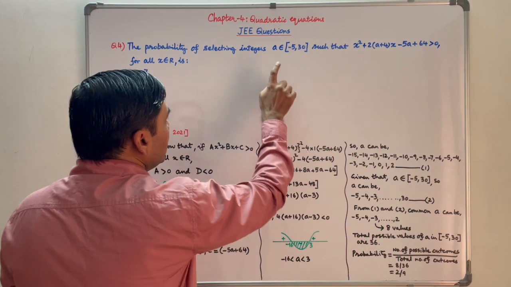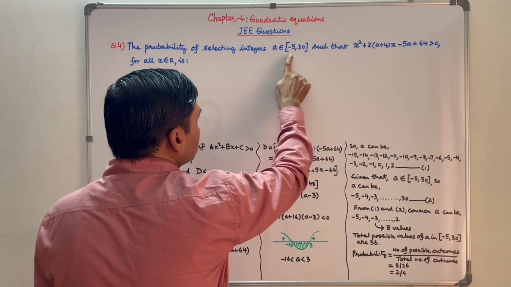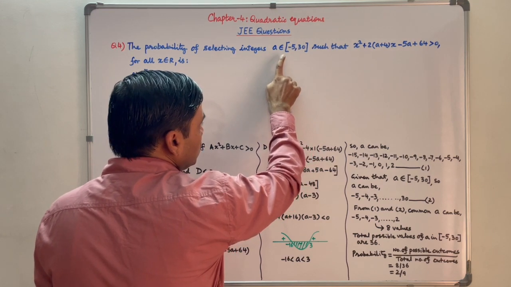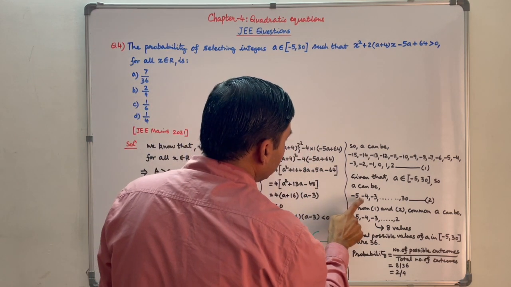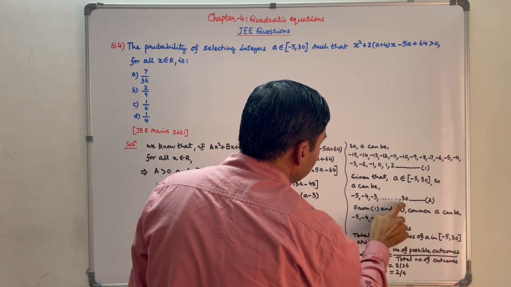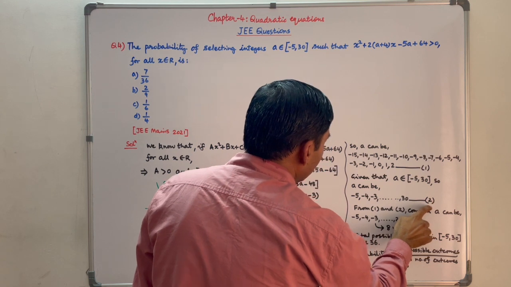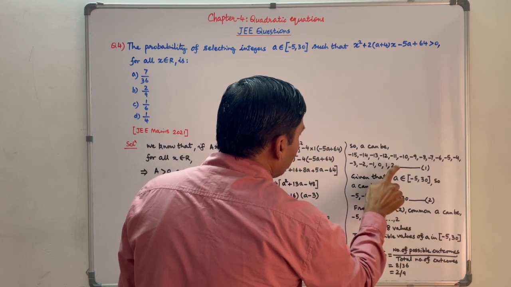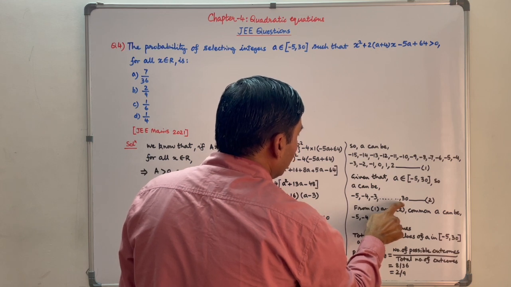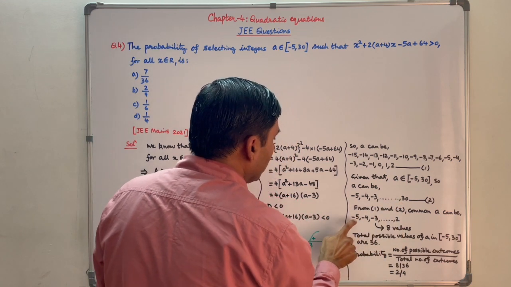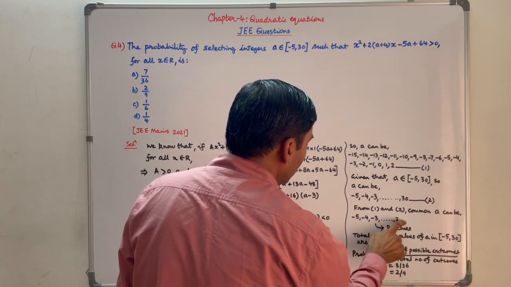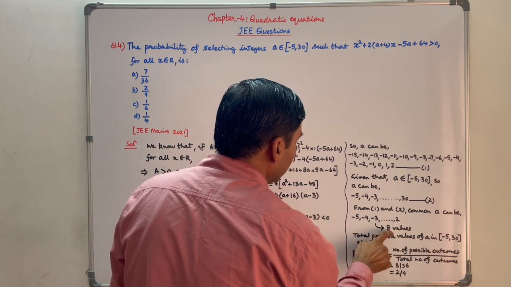It is given that a belongs to the interval minus 5 to plus 30. So as per this interval, possible values of a can be minus 5, minus 4, minus 3 and so on up to plus 30. Suppose this is point number 2. Now we will take common from point number 1 and point number 2 to say that all the possible values of a will be minus 5, minus 4, minus 3 and so on up to plus 2. They are 8 in number.